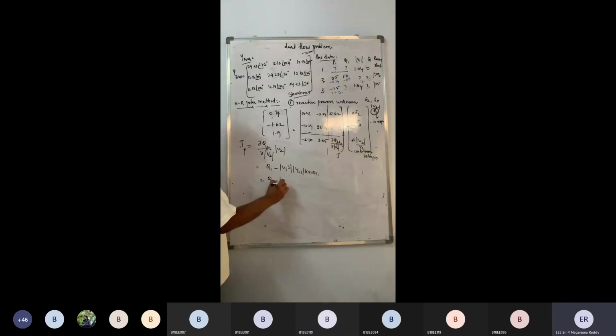So this is going to be Q2 minus V2 square Y22 sin theta. So what is Q2 now? Q2 is minus 0.9 minus 1 square. Y22 is 24.23 sin minus. Can somebody give me the value of this one? 22.61. That's it.